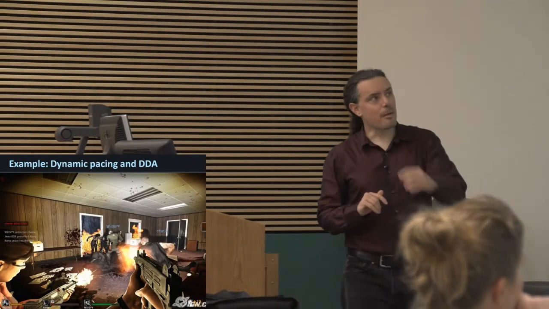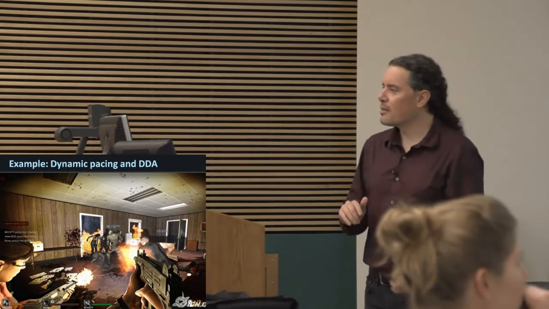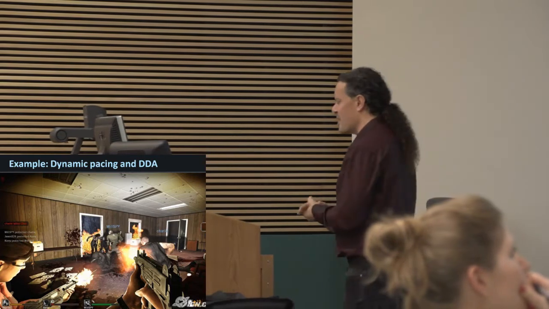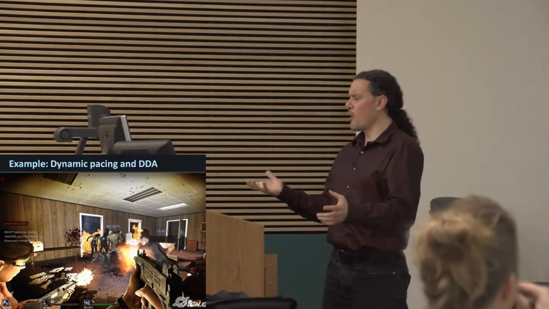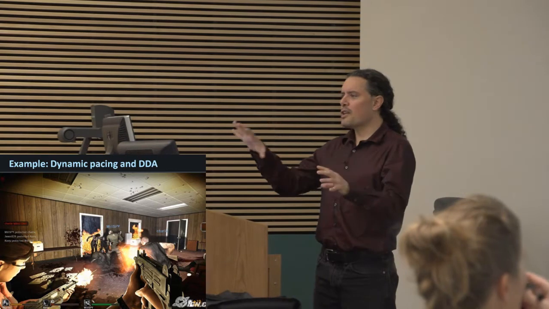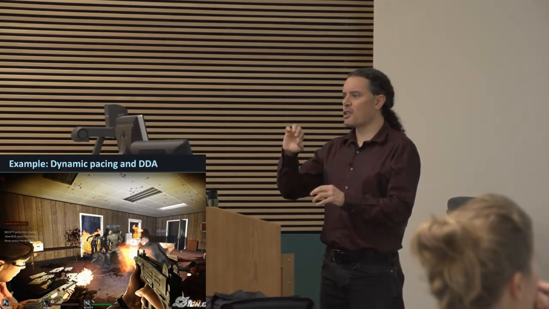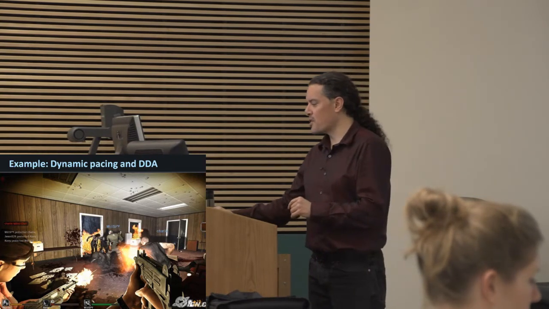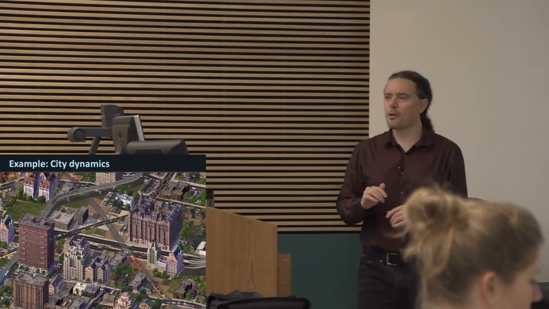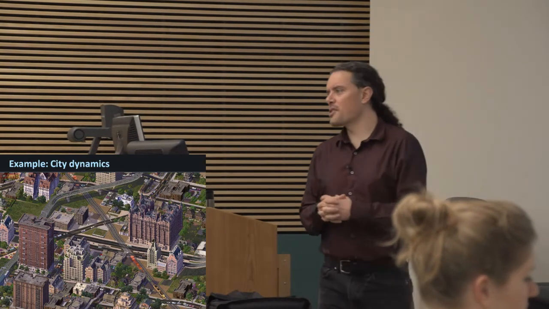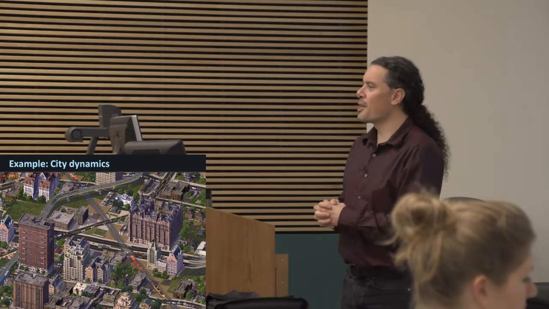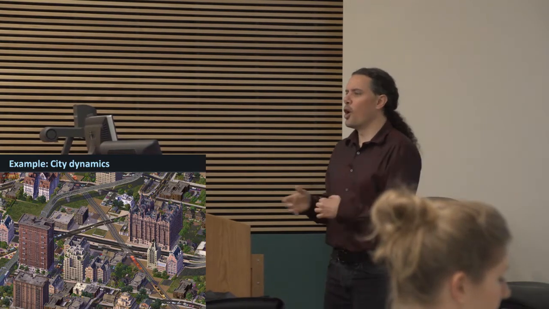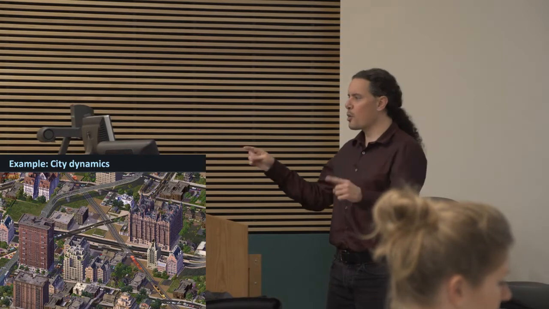Or maybe you're doing dynamic pacing and dynamic difficulty adjustment, like the AI director in Left 4 Dead. So in this case, it's not about controlling NPCs at all. It's about dynamically controlling the spawns in the world so as to create a particular tension arc for the experience. Or maybe you're modeling complex city dynamics, like in SimCity, in which case you're using cellular automata models, a completely different kind of AI, again, to model how neighborhoods evolve over time as a function of what's going on in other neighborhoods.